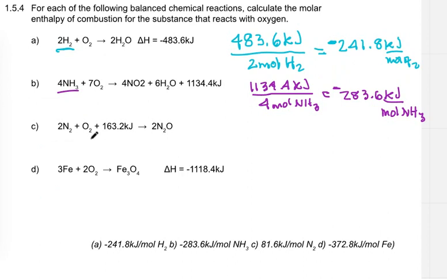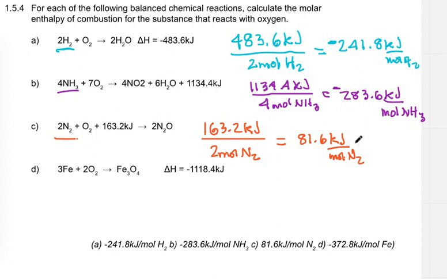Next one, the thing reacting with oxygen will be nitrogen. So in this one, we're using 163.2 kilojoules for every 2 moles of nitrogen. Divide that and you get 81.6 kilojoules per mole of nitrogen. And should this be negative? No, because here the heat's being used. It's on the left side. It's an ingredient. You must put in heat to drive this reaction, so this reaction's endothermic. Its delta H should be positive.